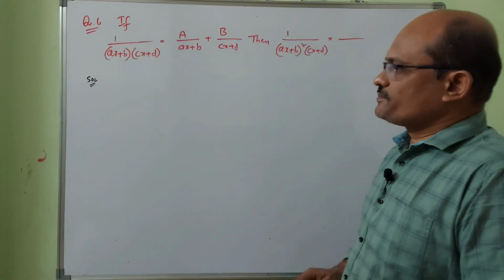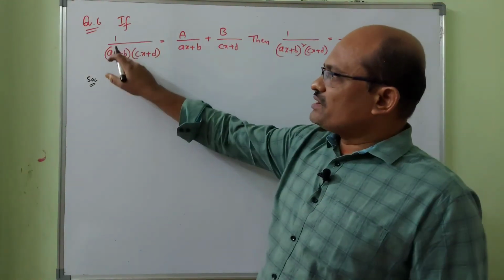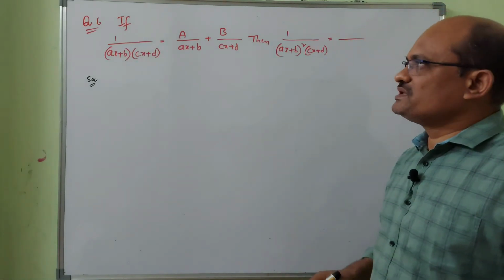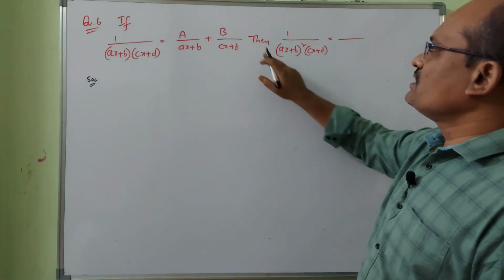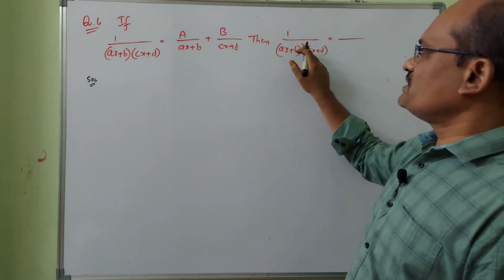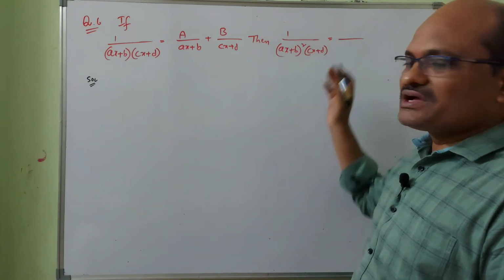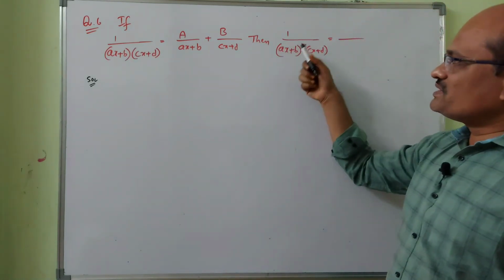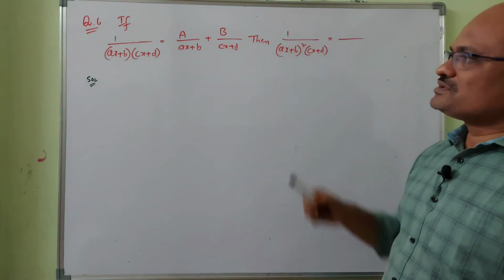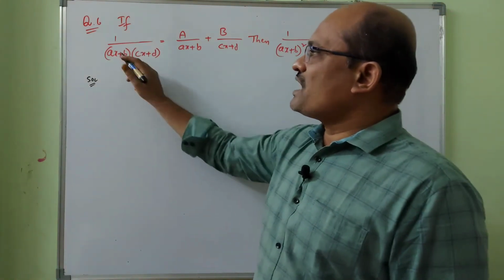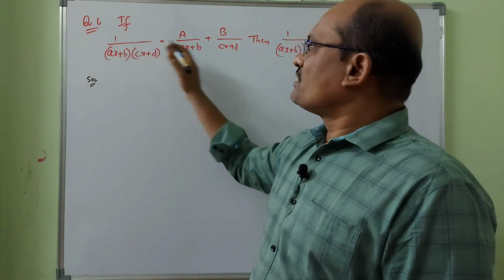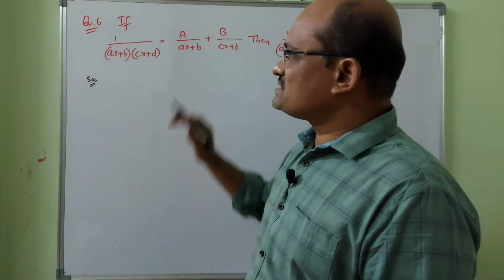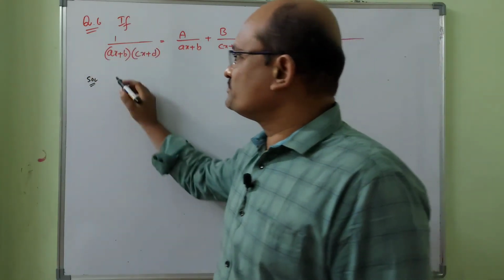Question number 6. If 1 by (ax plus b) into (cx plus d) equals a by (ax plus b) plus b by (cx plus d), then 1 by (ax plus b) whole square into (cx plus d) becomes what? That is the question. Students, look at the denominator, it contains (ax plus b) whole square. So what I am doing is, I am multiplying on both sides by 1 by (ax plus b).